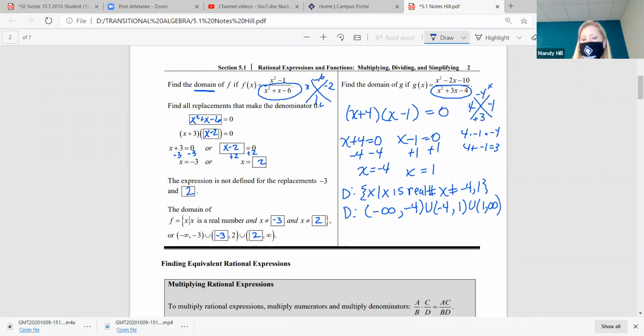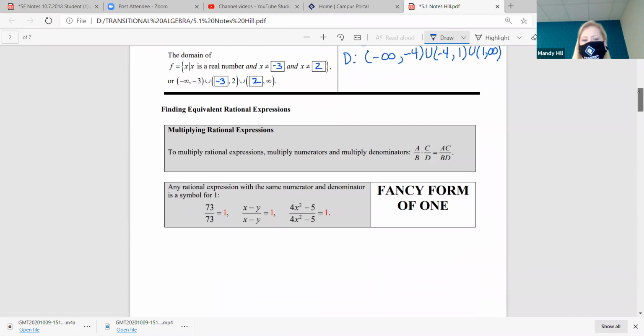Okay, that's how we would split that up. So you just can't have the bottom of the fraction equal to 0. Causes a problem in your domain. Questions about anything? Okay.